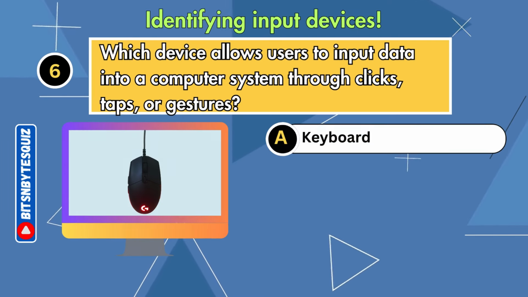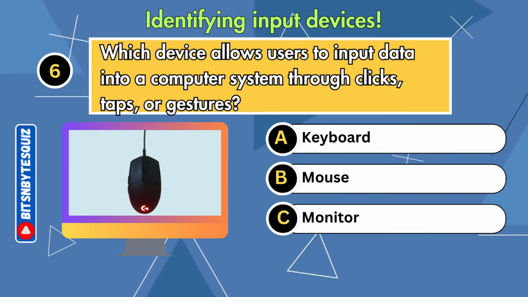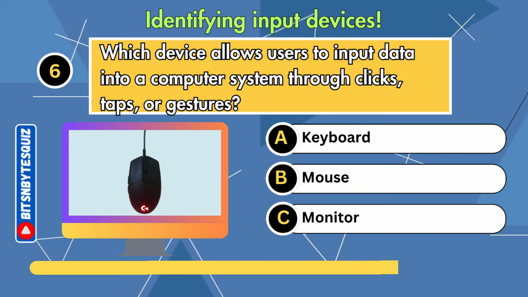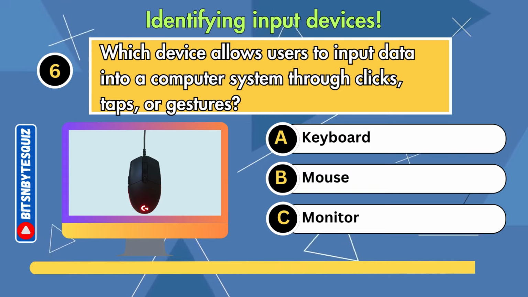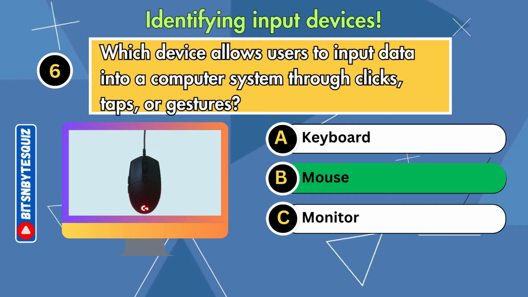Which device allows users to input data into a computer system through clicks, taps, or gestures? Option 1, keyboard. Option 2, mouse. Option 3, monitor. Answer is mouse.